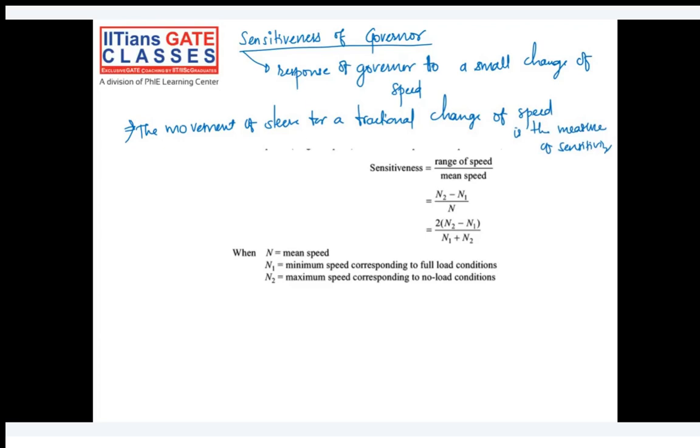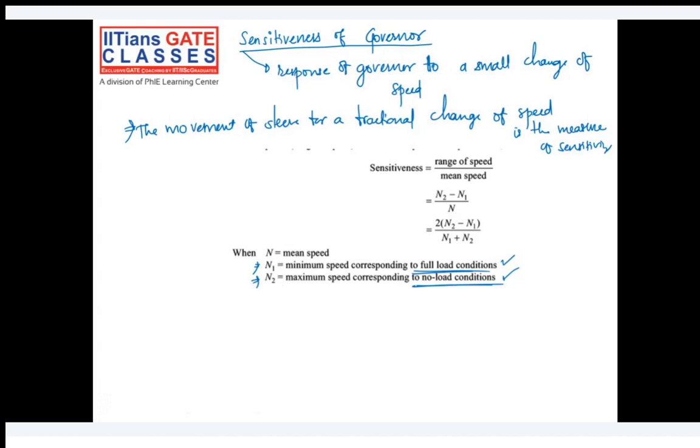Just give me a minute. Yeah. So we all know that our governor is running in, let's say, a full load application condition and a no load application condition. Within this range our system is working and the governor should be capable of handling it. Let's say N1 is the minimum speed which we get corresponding to the full load application, because as we increase the load, speed will reduce. And in the no load condition, as we reduce the load, speed will increase. That's why we say N2 is the maximum speed corresponding to the no load condition. And N is the mean speed in this case.